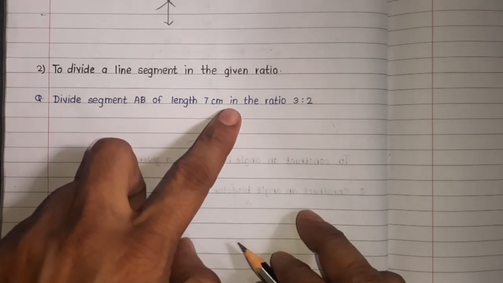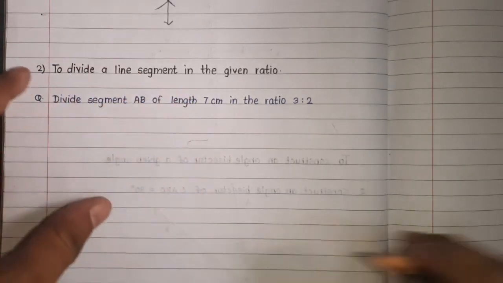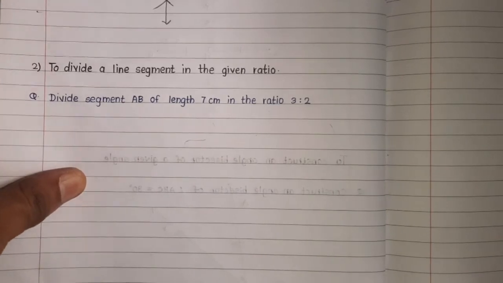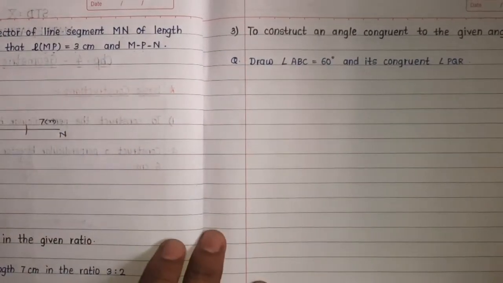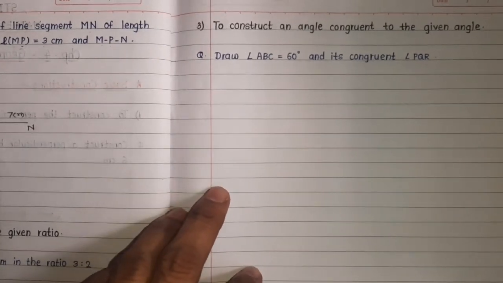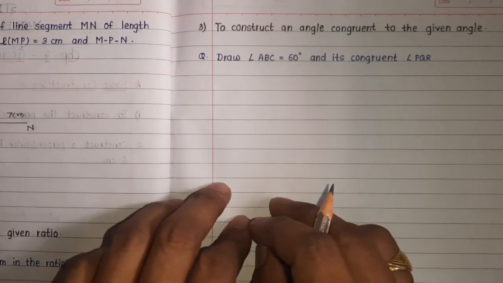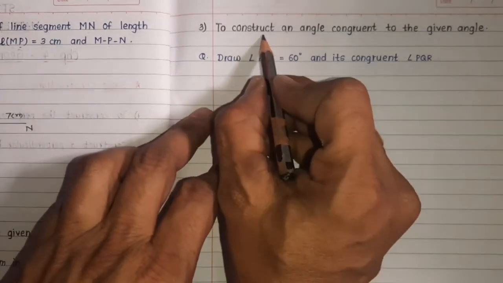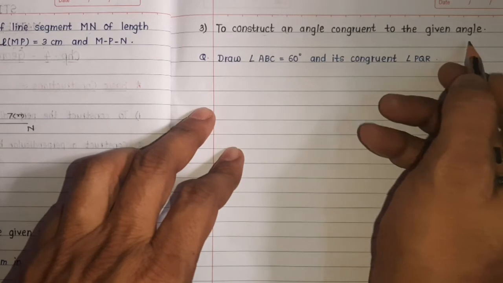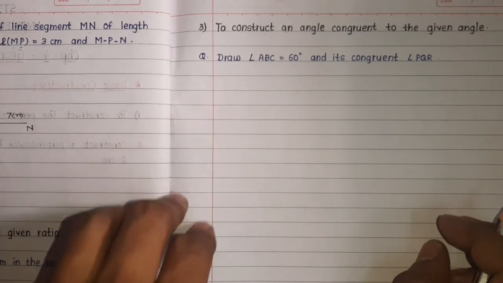in the ratio 3:2. Dear student, before going to this construction, we have to learn one construction, that is to construct an angle congruent to a given angle. Before going to the construction of dividing the line segment in the given ratio, we have to learn one construction, that is construct an angle congruent to the given angle.